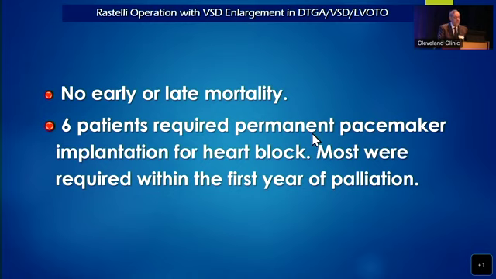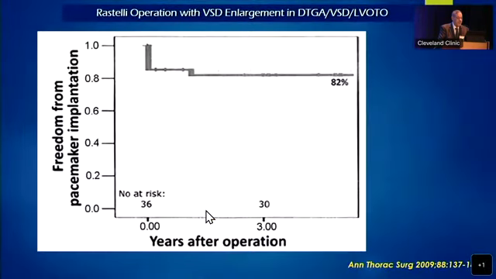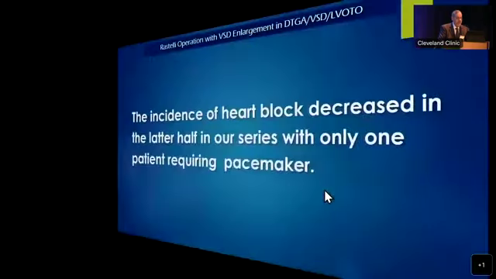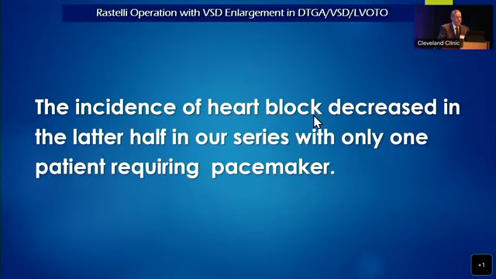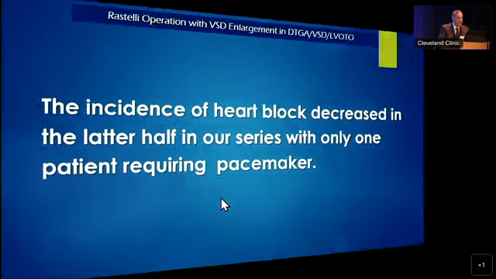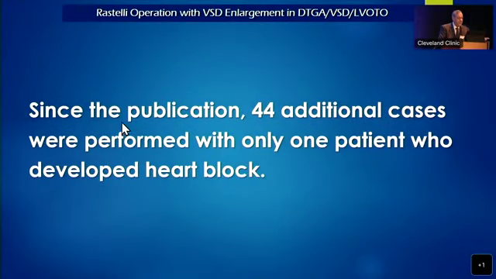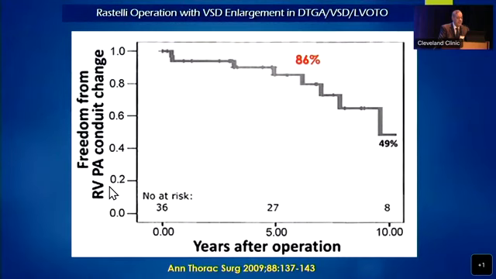Six patients required permanent pacemaker implantation for heart block, and most were required within the first year after the operation. You can see here the freedom from pacemaker implantation was around 82%. However, the incidence of heart block decreased in the latter half of our series, with only one patient requiring a pacemaker. And actually, since this publication, there were 44 additional cases performed with only one patient requiring a pacemaker for surgical heart block.